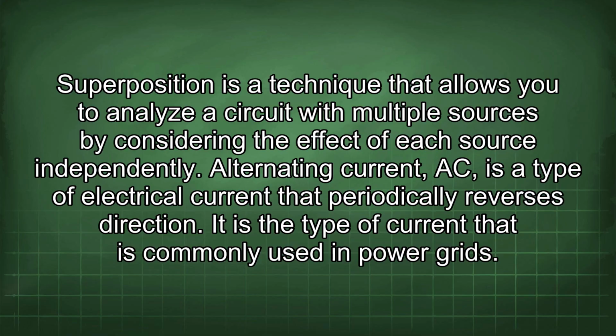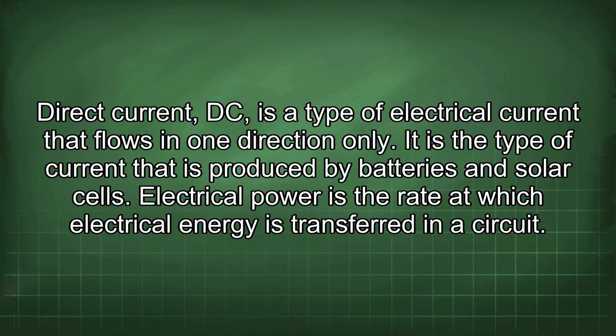Alternating current, AC, is a type of electrical current that periodically reverses direction. It is the type of current that is commonly used in power grids. Direct current, DC, is a type of electrical current that flows in one direction only. It is the type of current that is produced by batteries and solar cells.